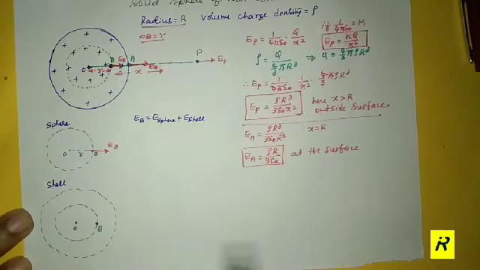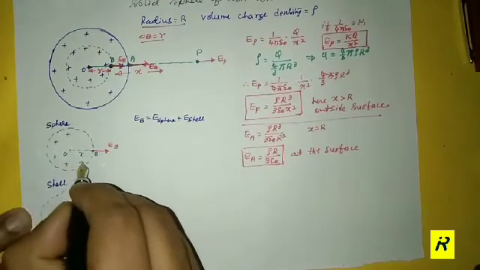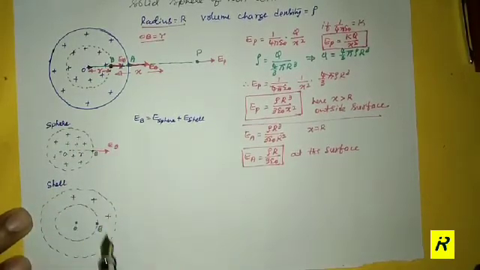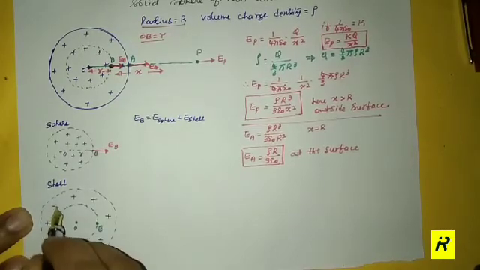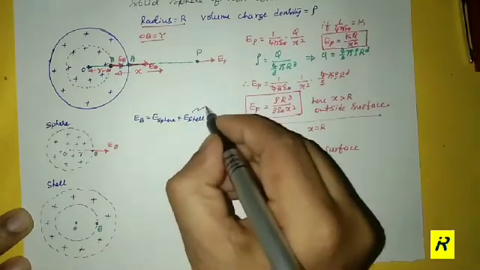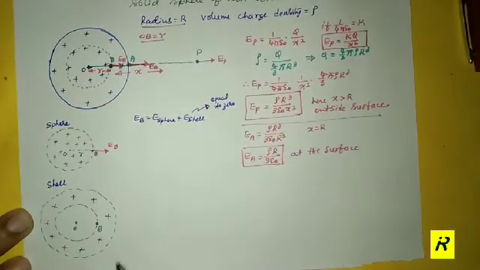But one thing you must know. Here, the charges are distributed inside like this, and here the charges are distributed in the shell. So no charge exists inside. Therefore, the electric field at B is 0. B is a point inside, so the electric field at B due to the shell is equal to 0.